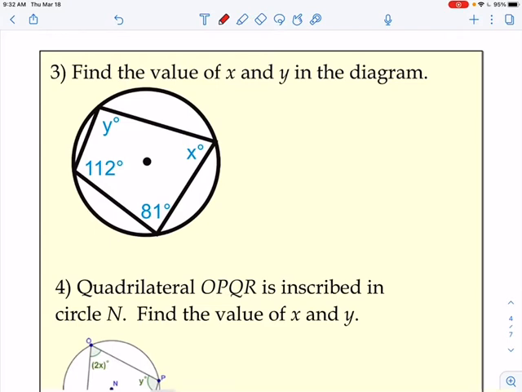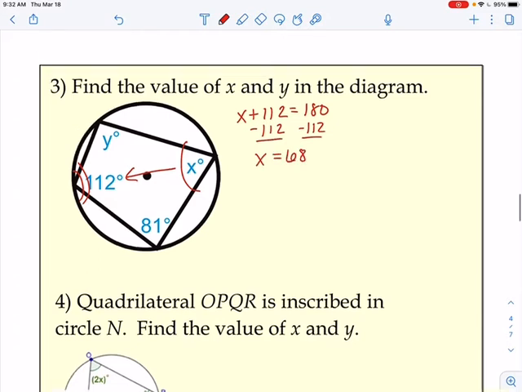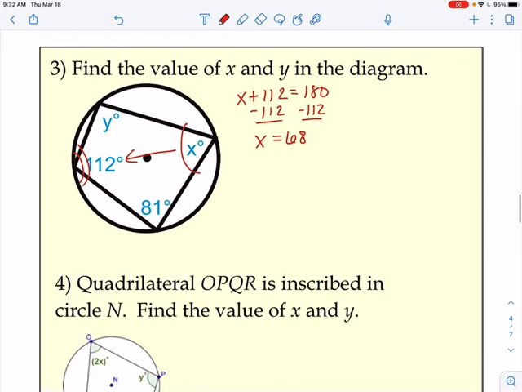For number 3, we want to find the value of x and y in the diagram. So again, I have a quadrilateral inscribed inside of our circle, and what that means is that the opposite angles are supplementary. It doesn't matter which one I solve for first here, so I'm going to solve for x. The angle directly opposite x is the one that's labeled 112. So to solve for x, that means that x plus 112 is going to equal 180. All I have to do is subtract 112 from both sides, and that means that x is going to give me an answer of 68.